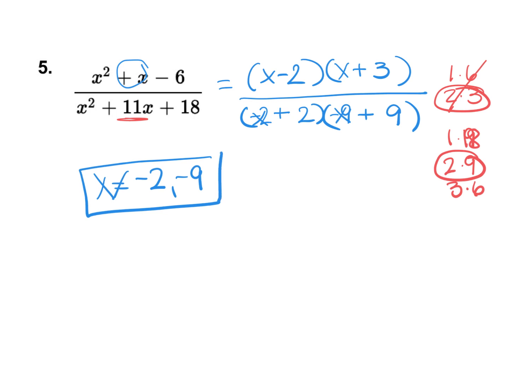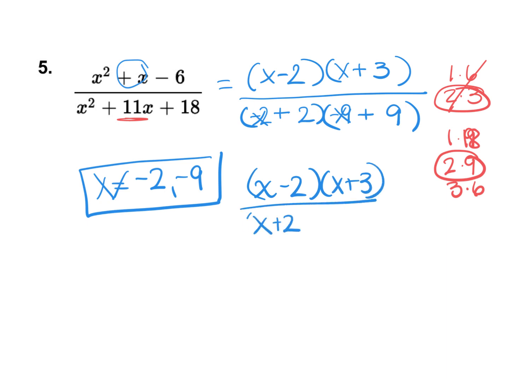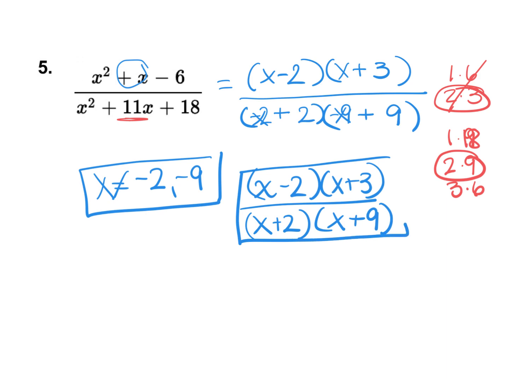Now, I have an x minus 2 and then an x plus 2. Well, those can't cancel out. And I've got an x plus 3 and then that x plus 9. So this one cannot be simplified any further. And so our answer is just going to be x minus 2 all over x plus 3, all over x plus 2 and x plus 9. All right, and so there we go.